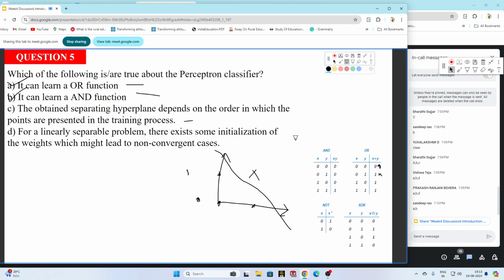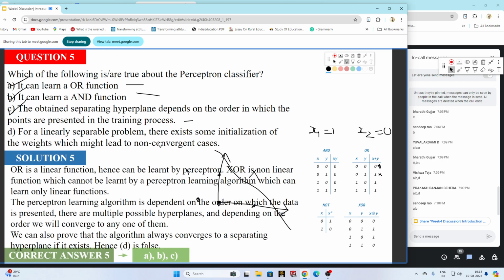So if your x1 and x2 are interchanged, like x1 is 1 and x2 is 0, and we interchange 1 0 to 0 1, then definitely there will be changes in our results. So C is also true. D is not true, because I have already told you the perceptron can take any weights. If it is linearly separable, then choosing any weights, it will converge and get rid of the misclassified points. So A, B, C is your correct answer.